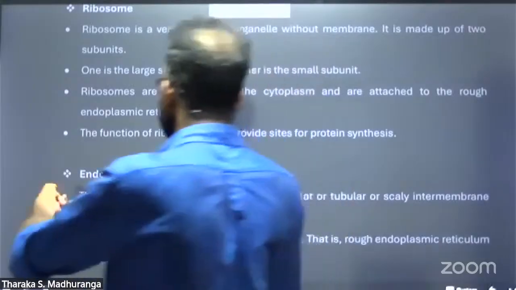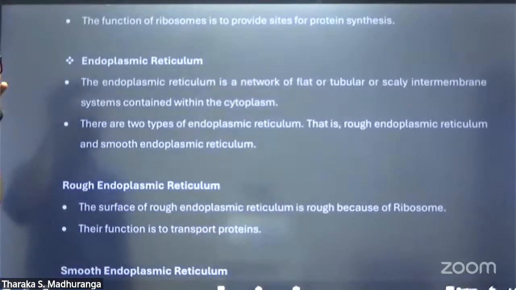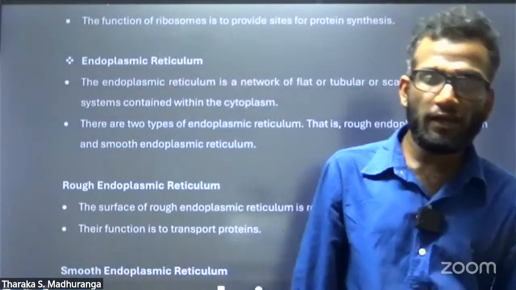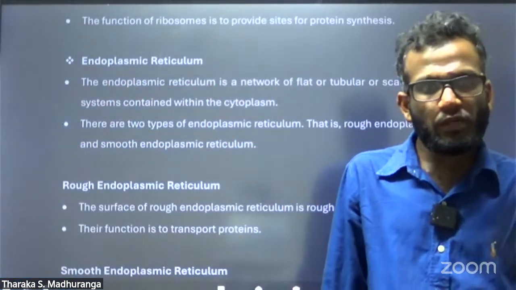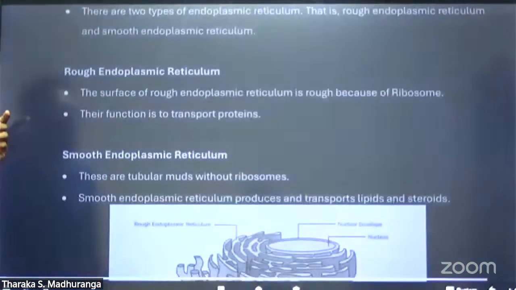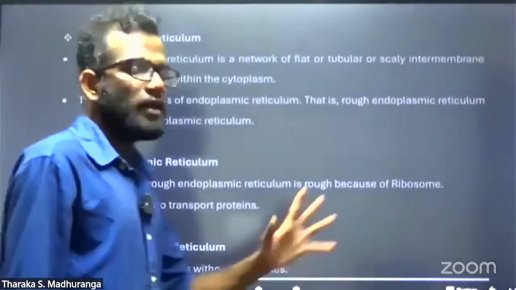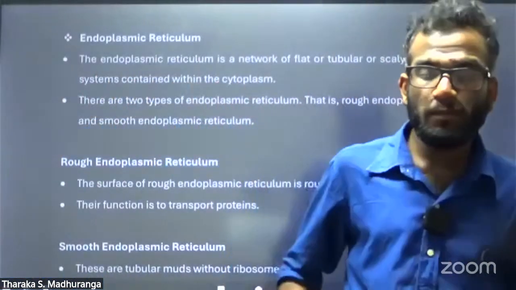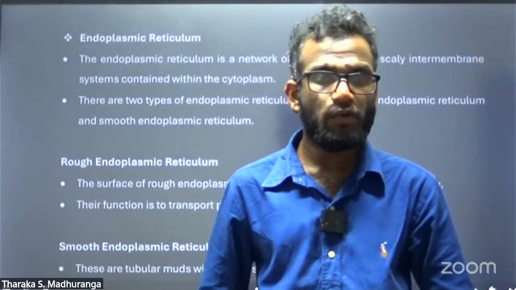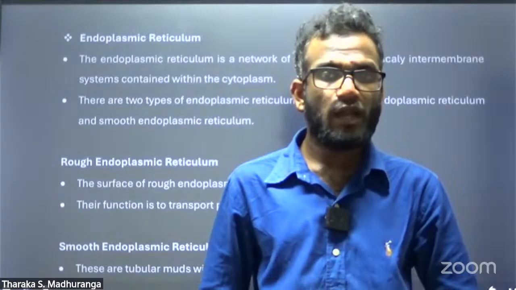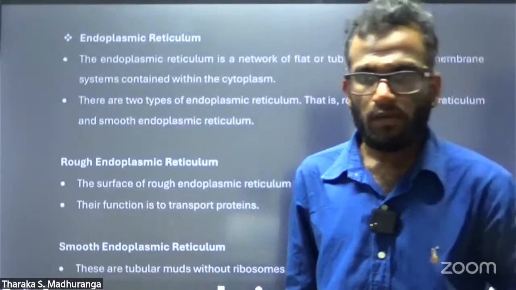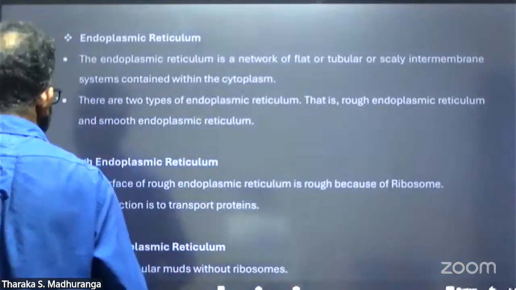Okay, then the endoplasmic reticulum. There are two types, as I explained earlier: rough endoplasmic reticulum and smooth endoplasmic reticulum. It is mainly important for the transportation process.